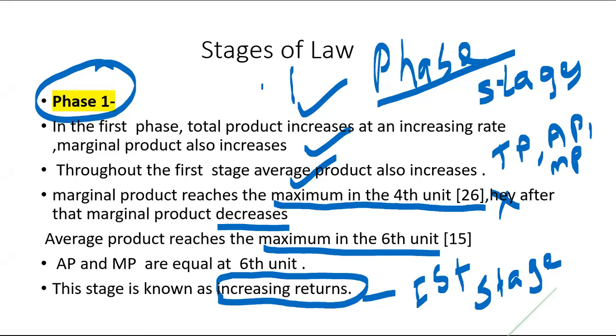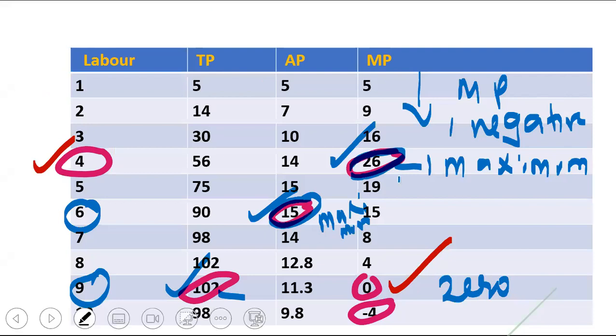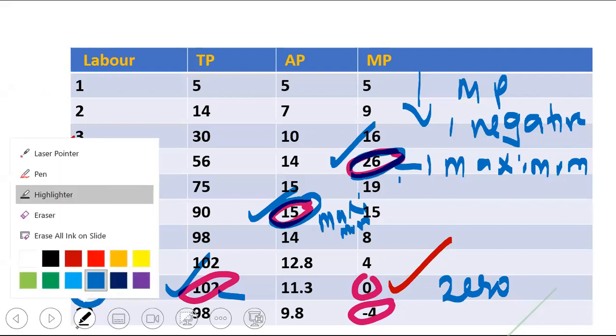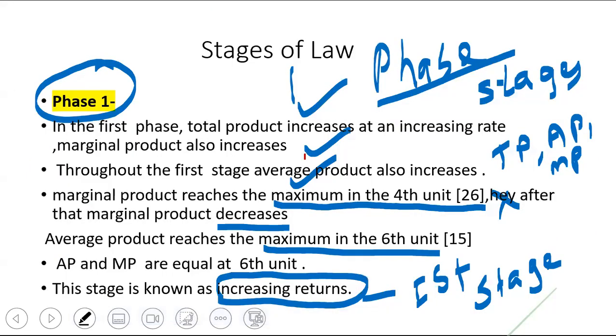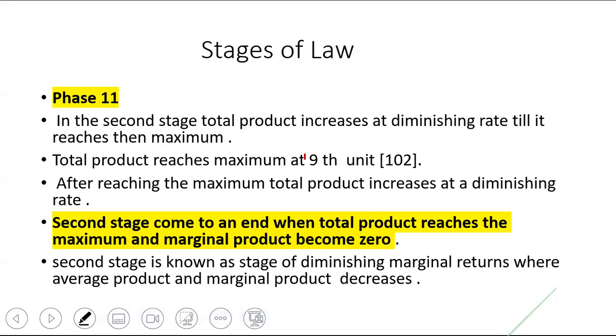Right. So in this stage, marginal product reaches the maximum. You have read this. Look here. Marginal product reaches the maximum. Then average product reaches the maximum. This stage is known as the stage of increasing returns.